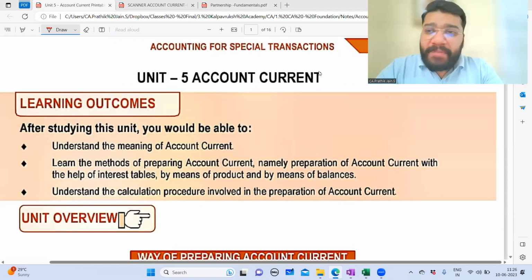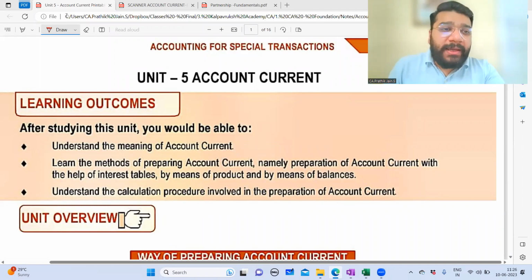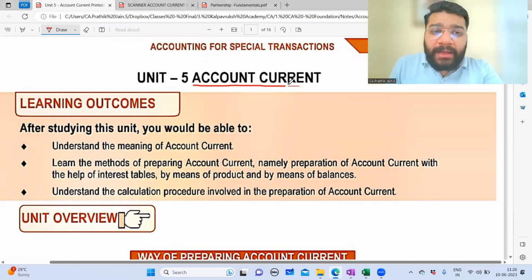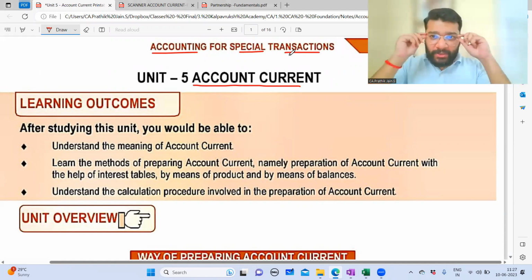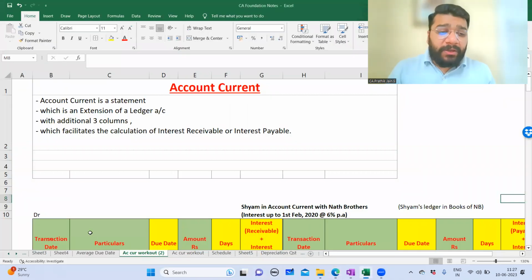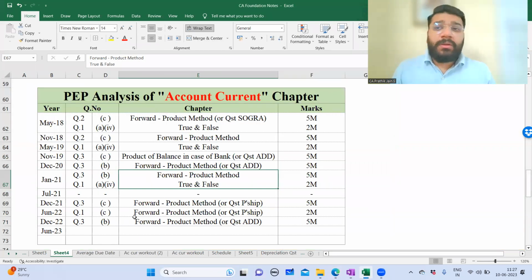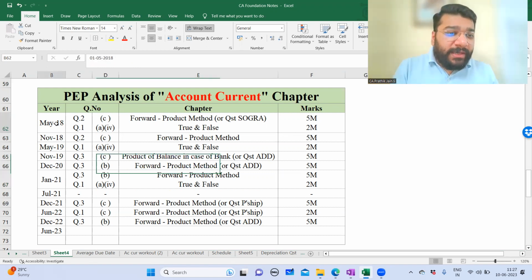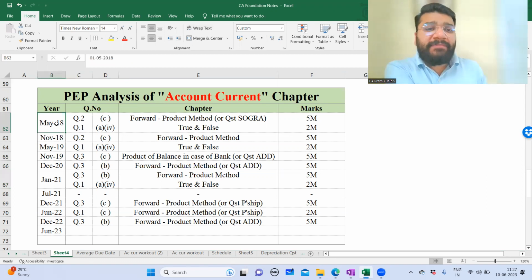So, guys, we are starting a brand new topic today, which is account current. And this unit forms a part of your chapter 6, which is accounting for special transactions. Before we understand what is account current and why we prepare it, let's look from the examination perspective at how many times questions have been asked in past examinations since 2018 and what marks they carry. From May 2018 onwards, pretty much every examination there is some question or the other from this topic.